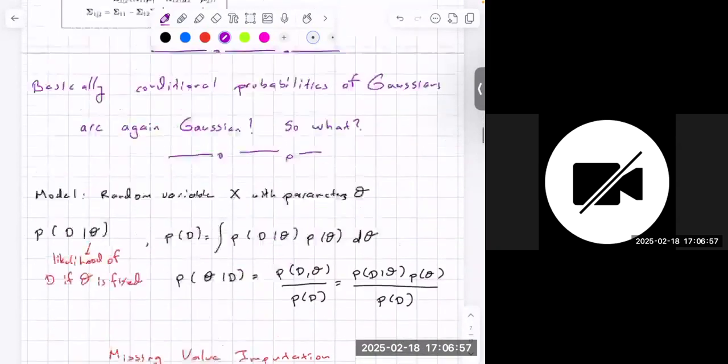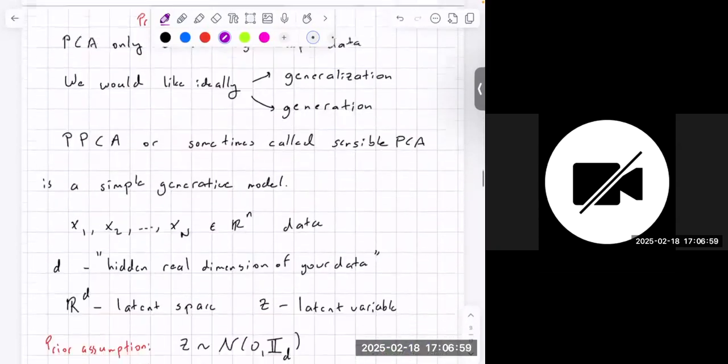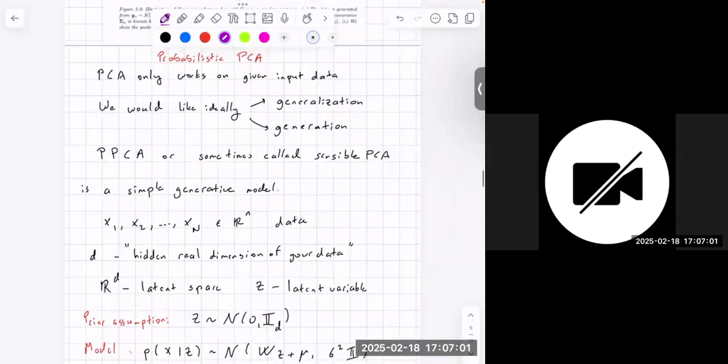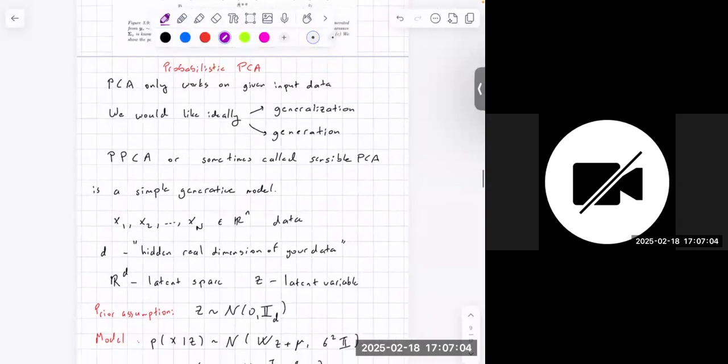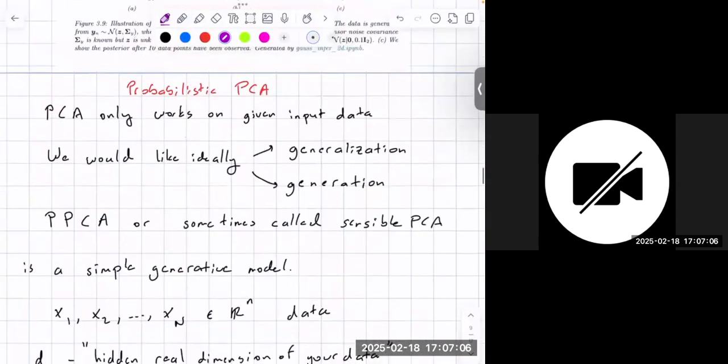All right. Now let's keep going. Let me go back to probabilistic PCA. Now that we know the definitions more clearly, let's look at it from this angle. So I talked about this quickly in the end of last lecture.